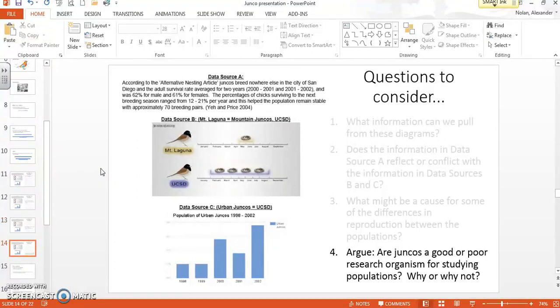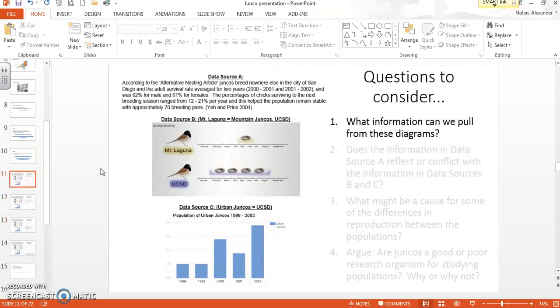And lastly, I want you to come up with a little argument for yourself. Are Juncos a good or poor research organism for studying populations or not? So these are the questions that I want you to think through based on the article, based on the video, and also based on this information on page 62 of the student activity sheets.